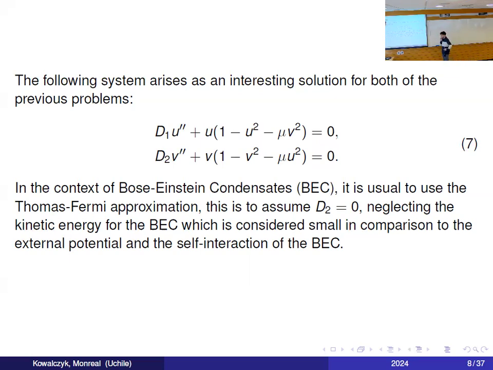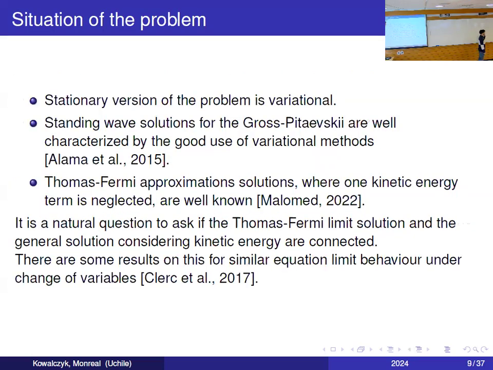So the question is, if we can naturally and continuously neglect this term with some perturbation parameter and see if there is a connection between the solutions, because the solutions of the system are well known and the solutions when we consider the Thomas-Fermi approximation are also well known. So what is the situation of the problem? As you said, this problem, the stationary version, is variational. We have many tools.